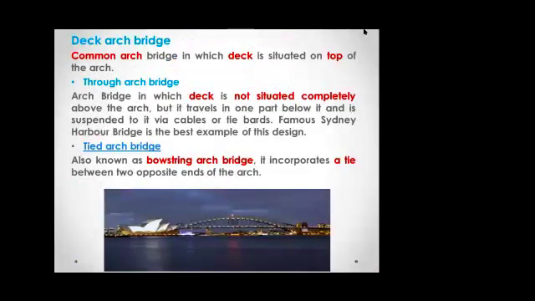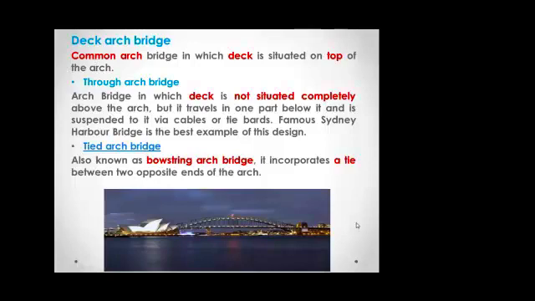And the deck arch bridge, the common arch bridge in which a deck is situated on the top, is called a deck arch bridge. There are two types. One is the through arch bridge, the arch bridge in which the deck is not situated completely above the arch, but travels partly above and below. It is suspended via cables, either tied by the cables or untied. The famous Sydney Harbour Bridge is the best example of this type.